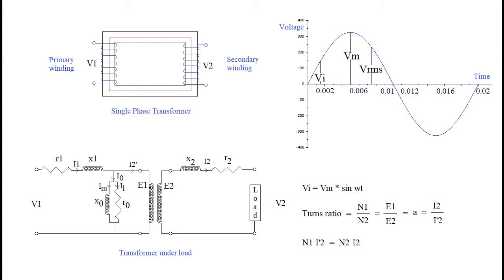When some load is applied across the secondary of the transformer, a secondary load current starts to flow, and transformer operation in terms of power transfer starts. This load current we have symbolized as I2. Load current I2 starts to apply some ampere turns against the main flux producing ampere turns, that is N1 I0.